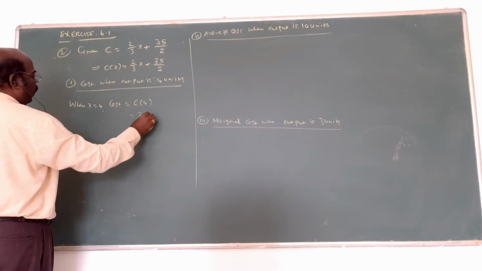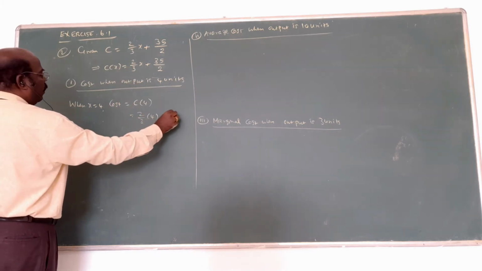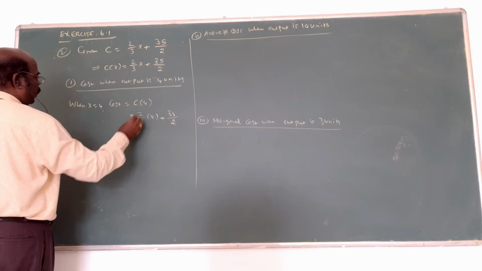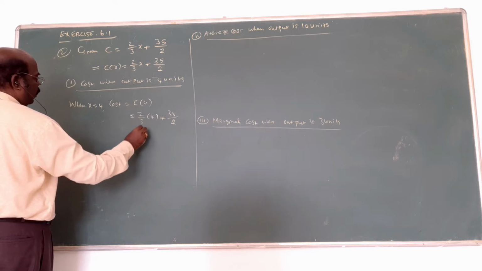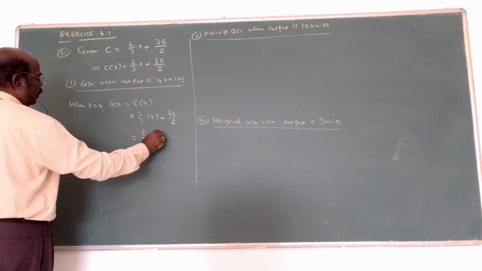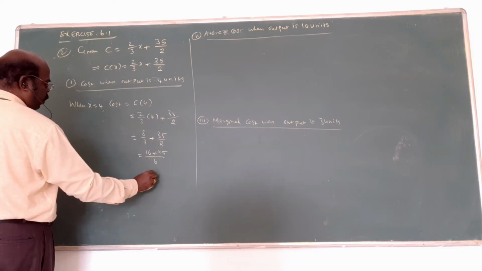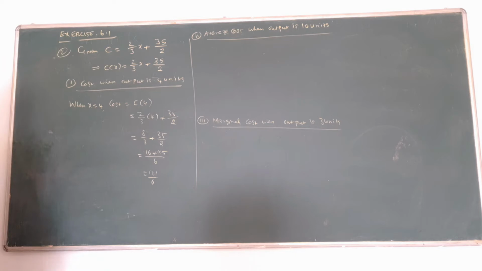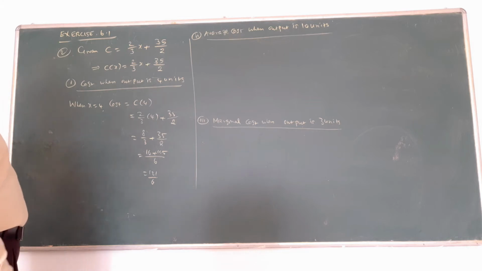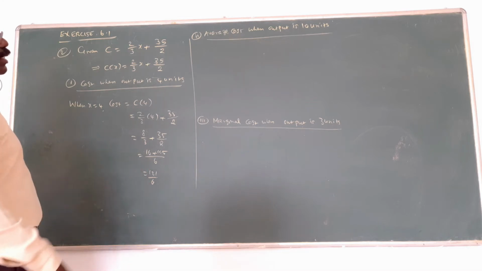Substitute here 2 by 3 into 4, plus 35 by 2. Now multiply 8 by 3, plus 35 by 2. LCM is 6: 16 plus 105, 121 by 6. That is the answer. We get the answer 121 by 6. First answer over.